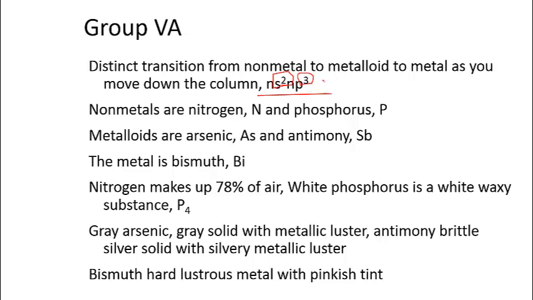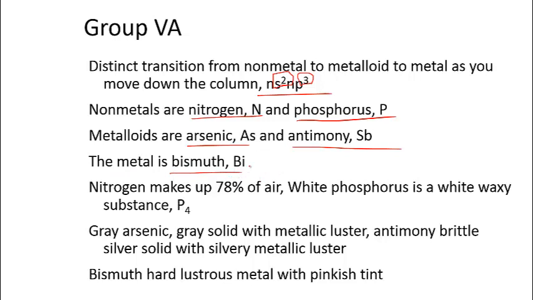The nonmetals in this group are nitrogen and phosphorus. The metalloids are arsenic and antimony. Antimony's elemental symbol is Sb. Then finally, the metal in the group is bismuth, Bi.